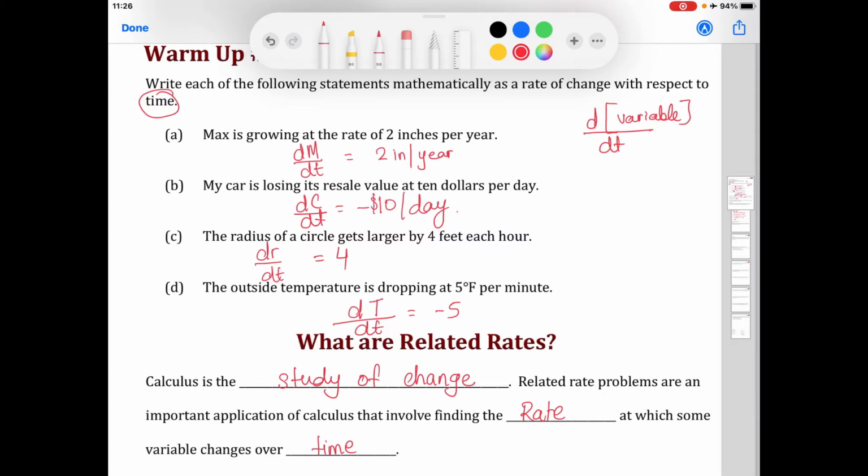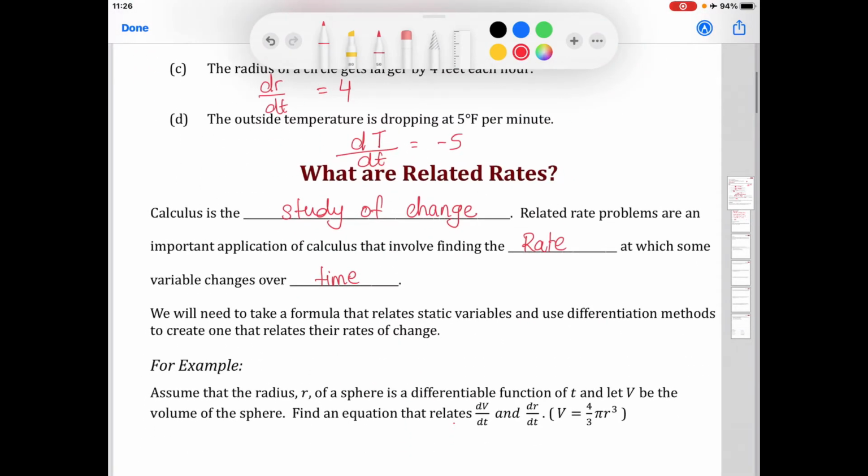Okay, so what are related rates? I already filled in the blanks, so you can copy them. Calculus is the study of change, right? That's our slope, rate of change. Related rate problems are an important application of calculus that involve finding the rate at which some variable changes over time. That's why we will be differentiating with respect to time.